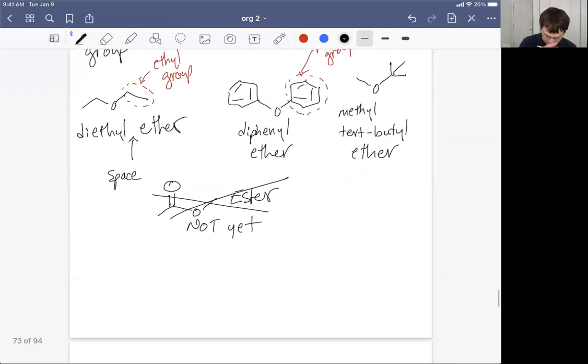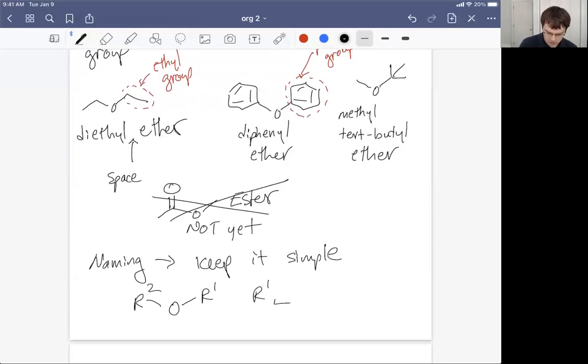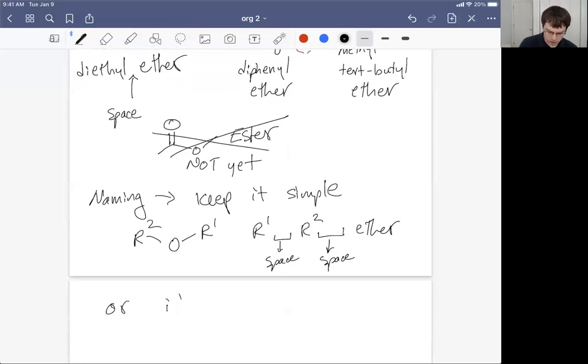Now, when we do name these things, we'll keep it simple. Well, that's not how you spell simple. I was thinking about methyl as I was writing simple. Okay, so we're going to keep it simple. What we have is two R groups attached to the oxygen. We'll say R1 space R2 space ether. Or if R1 and R2 are equal, then di R1 space ether.